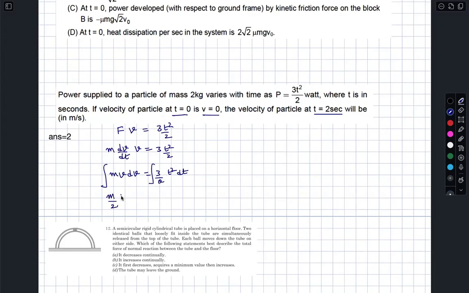Integrating, m/2 v², because at t = 0, v = 0, this will become 1/2 t³. This is the integration which I have done. So with this, I can confidently say that v is under root t³/m. So under root of t³ is 2 cubed, divided by mass 2. Cancel. So the answer is 2 meters per second.